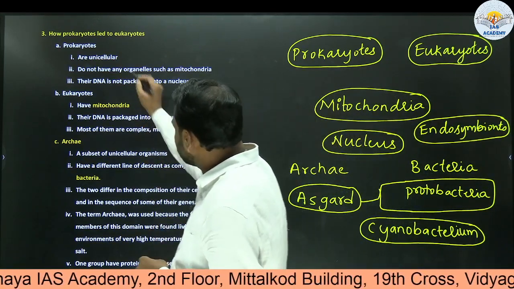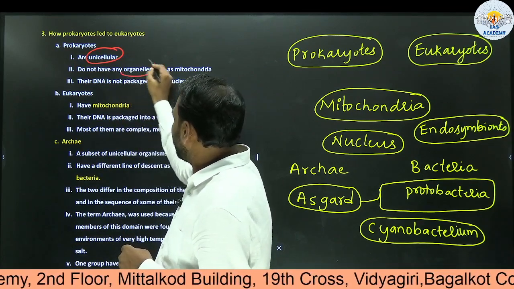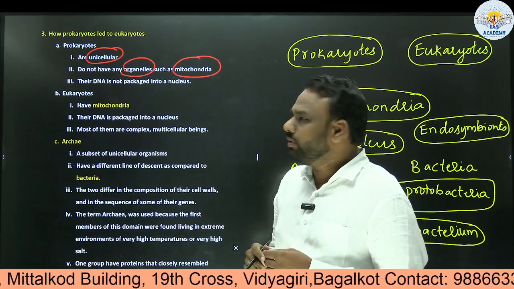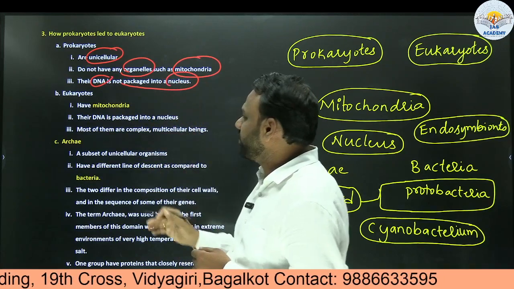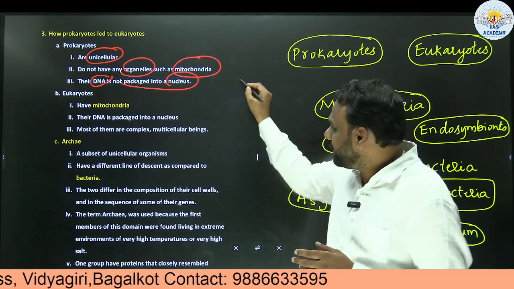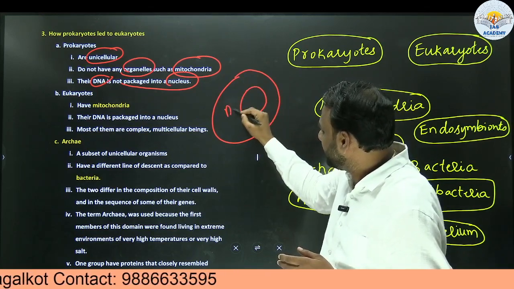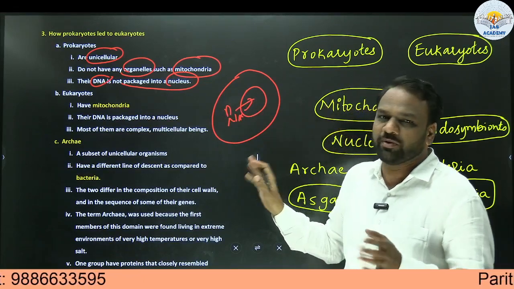They are unicellular, means they have only one single cell. Next, they do not have any organelles such as mitochondria. Their DNA is not packed into a nucleus. We know that every cell has a nucleus, but in this case the DNA is not packed in the nucleus, it is present somewhere outside.